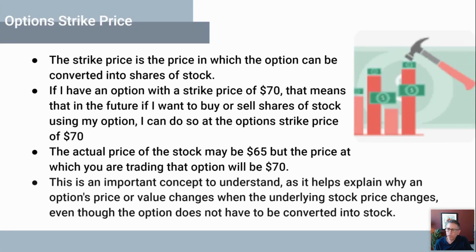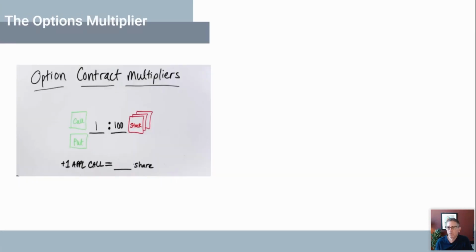This is important and may not make sense right now, but an option's entire valuation or price is based on the fact that it has the ability to be converted into shares of stock at its strike price. We will review many examples of this to help you understand the concepts, and it will make sense when we go through the examples. Option characteristic number 3 is the contract multiplier.